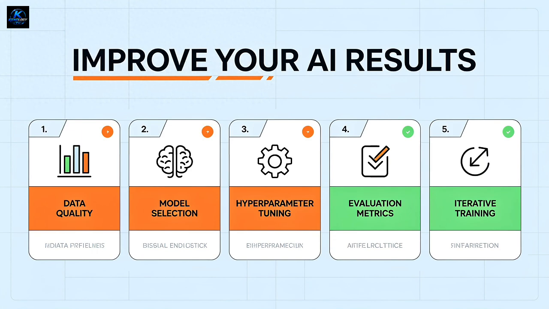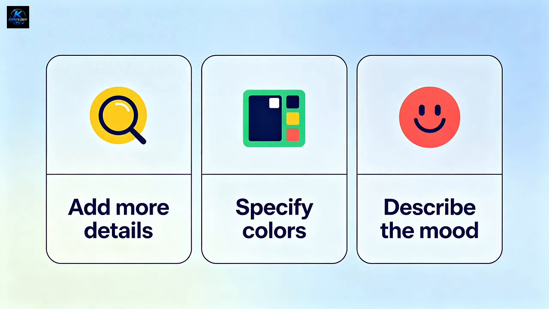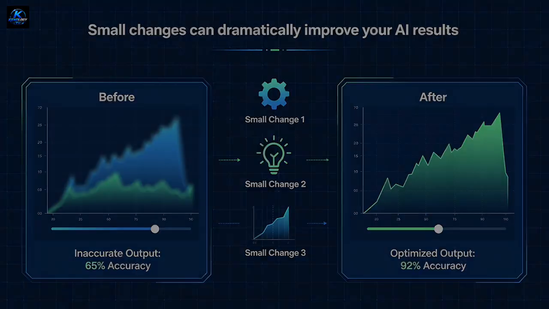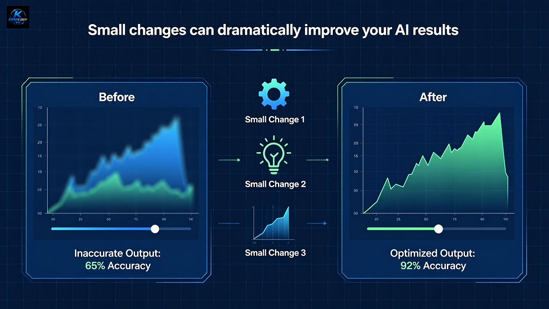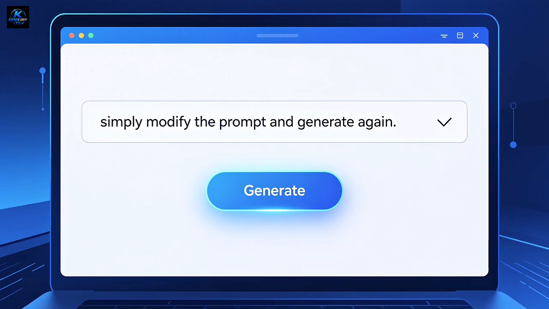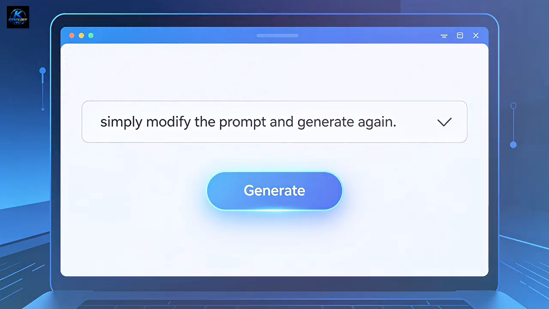Improve your results. If your image doesn't look right, add more details, specify colors, describe the mood, and include camera angles. Small changes can dramatically improve your results. If you don't like the result, simply modify the prompt and generate again.